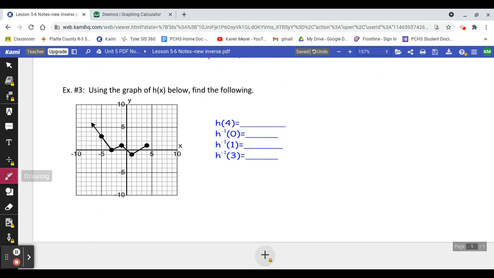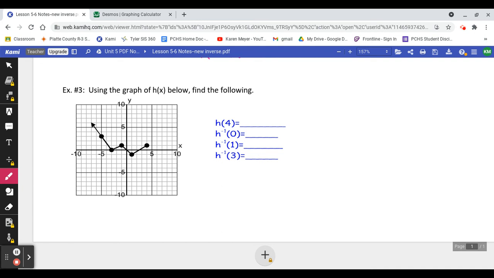Okay, last question. I give you the graph, and on this one, we want to answer the questions off to the side. So when I look to the statements off to the side, the first one you're going to notice says h of 4. That does not have a little -1 power. So that's the regular graph. That's not the inverse graph. That's just the regular graph.